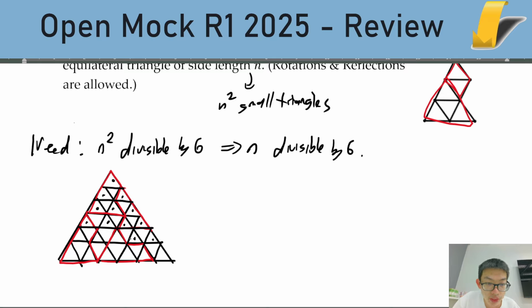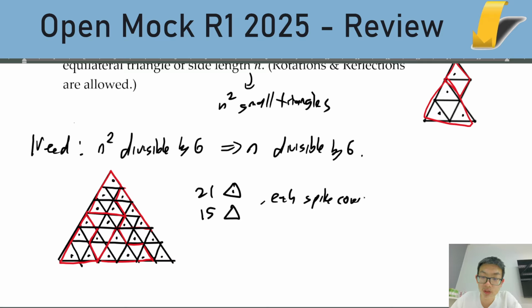For a triangle, this is your checkerboard coloring. It looks like this. So there are 21 of the ones with a dot and 15 without. You can see that all those that we filled in covers 2 or 4. Basically, the ones pointing in one direction are dotted, the ones in the other direction are not. So each spike covers 2 or 4, which means that it is impossible for n equals 6.